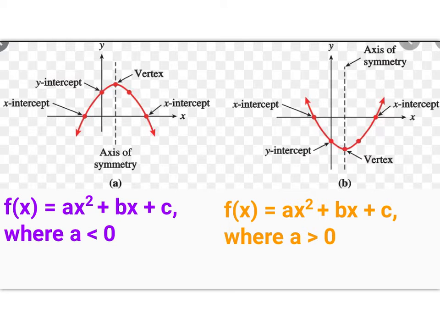you will get a U-shaped graph. If a is less than 0, where a, b, and c are constants, well, that means numbers, the number in front of your variable is negative, the U is going to shape down. If the coefficient in front of the x squared is positive, your U will shape up.